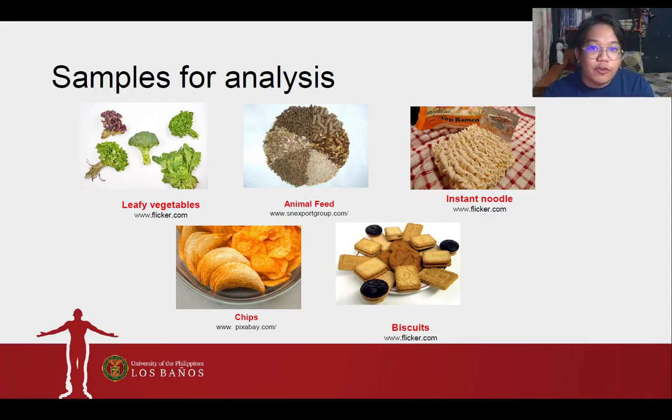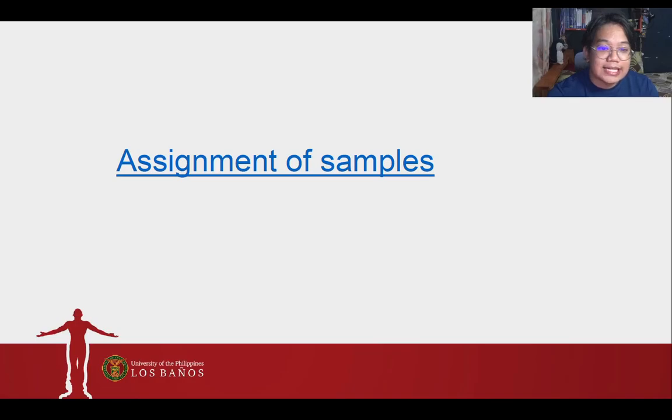So, ang ating samples for proximate analysis can range from various samples just like leafy vegetables, animal feeds, instant noodles, chips, and biscuits. So, ito yung mga pwedeng sample na mapunta sa inyo. And ang sample preparation and determination of various test parameters will be dependent on the nature of your sample. So, later on, we will discuss that. So, yung ating assignment of samples will be the one as posted in your course site. Okay?